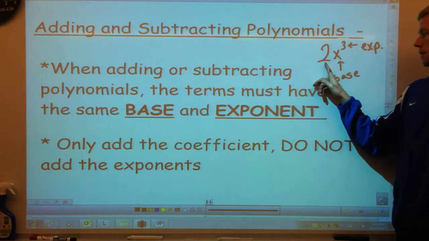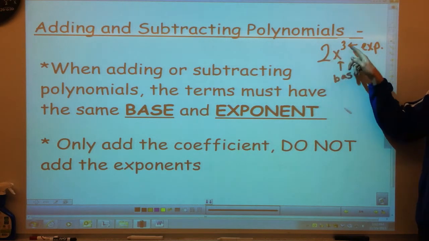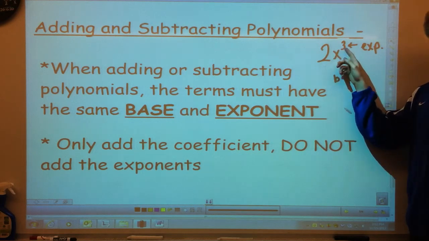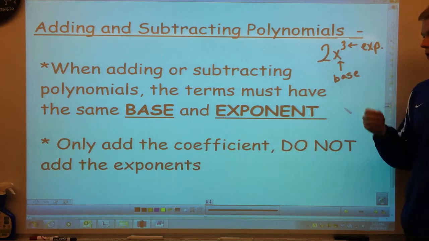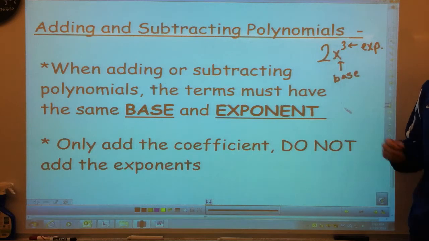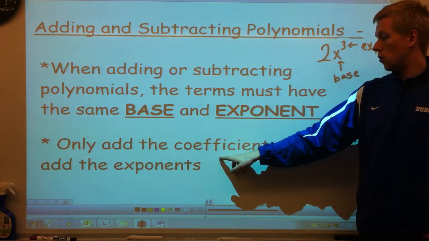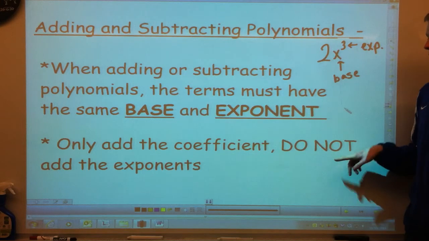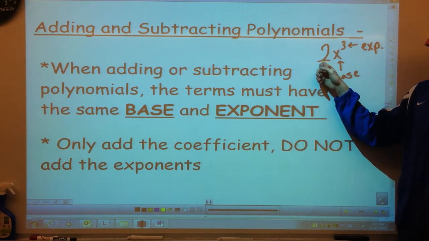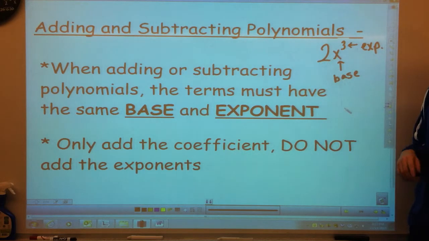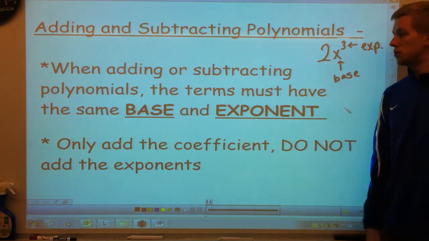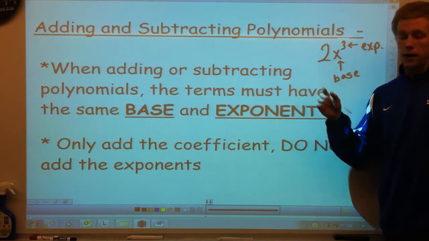So if I look at my example here, if I have 2x cubed, my x, the variable, is my base, and the 3, the little number up here, is my exponent. And hopefully you know that by now. But you can only add things that have that same base and that same exponent. The other important fact to know is that you can only add the coefficient. Do not add the exponents. So when you're adding or subtracting, make sure you're only adding these coefficients. And the coefficient for this example was the 2 because it's in front of my base and exponent. Those are two important facts to help you out when you're adding or subtracting.